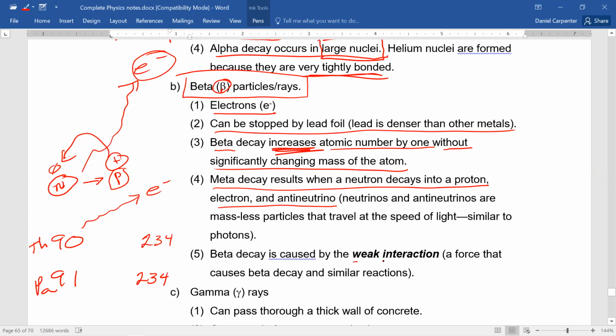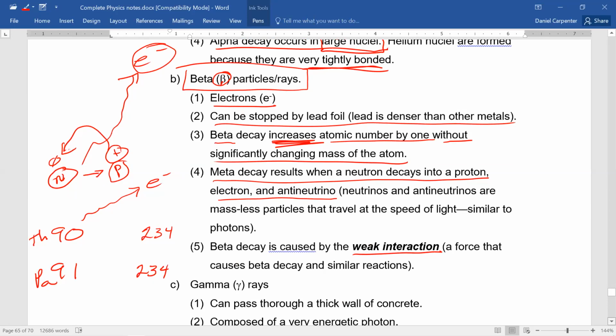Beta decay is caused by the weak interaction. Okay. Take it for what it's worth. Beta decay is caused by the weak interaction. What's the weak interaction? A force that causes beta decay. So somewhere along the way here, they're describing what's happening, maybe not really telling why it's happening. Any questions about that?